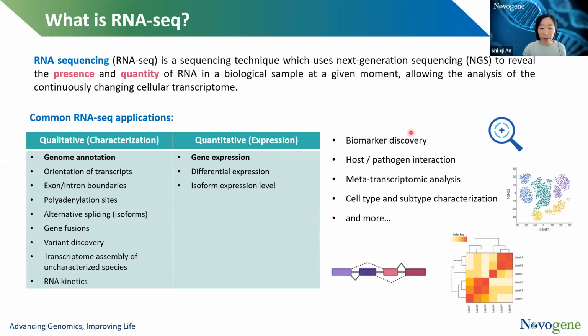So one major application is to identify biomarkers. Another area is to study host-pathogen interaction. For microbial community study, RNA-seq can be used for metatranscriptomic analysis as well. If you're interested in single cell resolution, or cell type and subtype characterization, RNA-seq can also be utilized at a single cell level. And of course, there are a lot more applications for RNA sequencing.